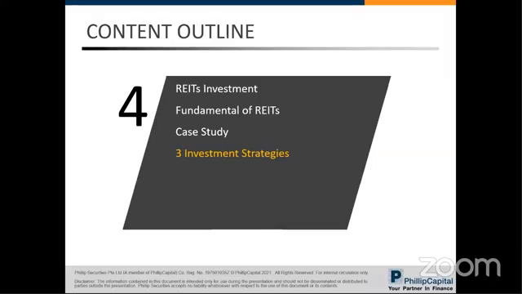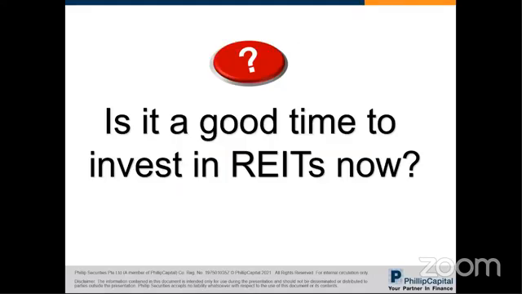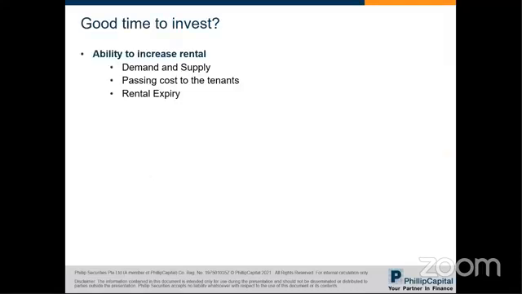Lastly, I will cover the investment strategy before I hand over to Alex. Many people ask whether it is a good time to invest in REITs. I have heard this question for the past few years. One thing we need to focus on is the ability to increase rental. This really depends on the managers, whether they are able to manage well and do rental revision. Sometimes they may also do upgrading to improve the mall and attract more crowd. A good manager is able to forecast demand and supply and position themselves in terms of the rental contracts. They are also able to pass on costs to the tenants. Next thing is that we also look out for rental expiry.